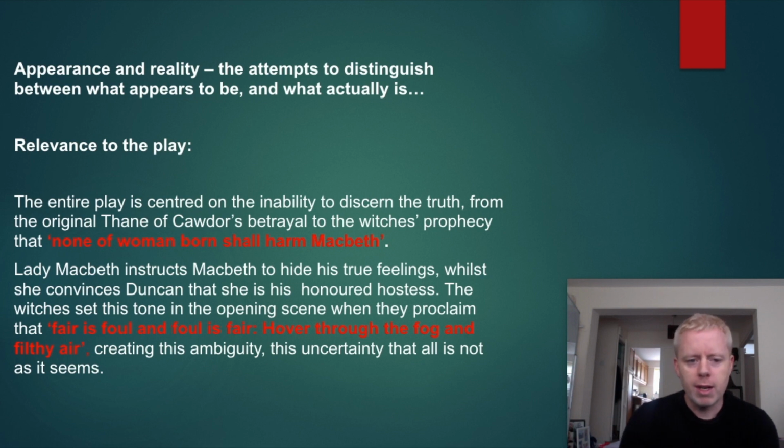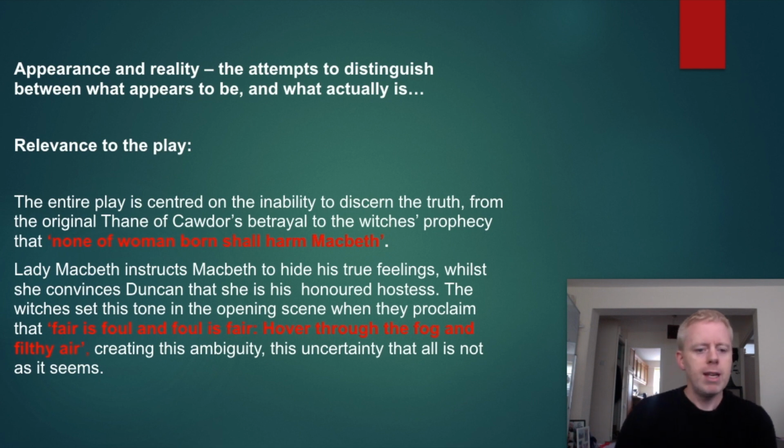Relevance to the play? Well, the entire play is centred on the inability to discern the truth. From the original Thane of Cawdor's betrayal to the witch's prophecy that none of woman born shall harm Macbeth. I mean, what does that even mean? None of woman born shall harm Macbeth. How is that even possible? But that's deliberately ambiguous or confusing, and Macbeth decides to interpret it in a way that he sees suits his position best.